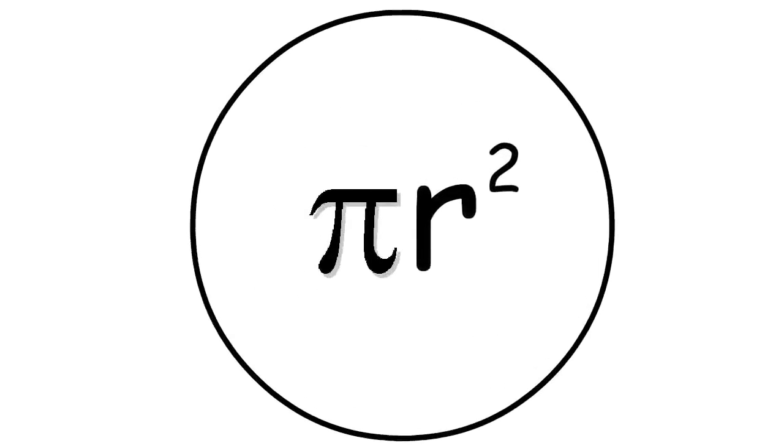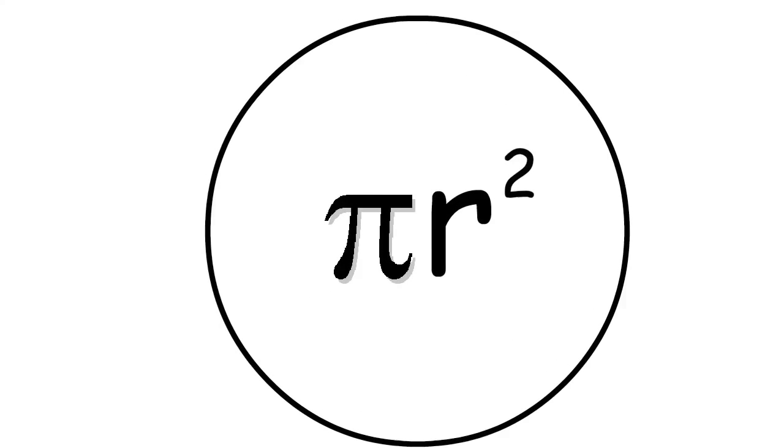Pi r squared gives you the area of a circle. But where does pi r squared come from? First, we'll draw a circle and fill in its area.